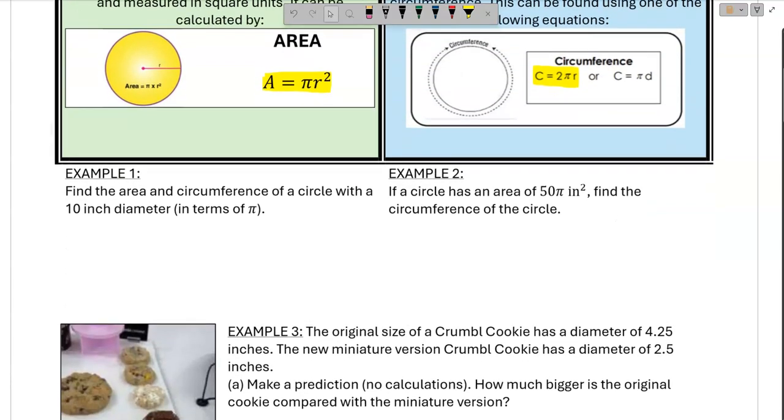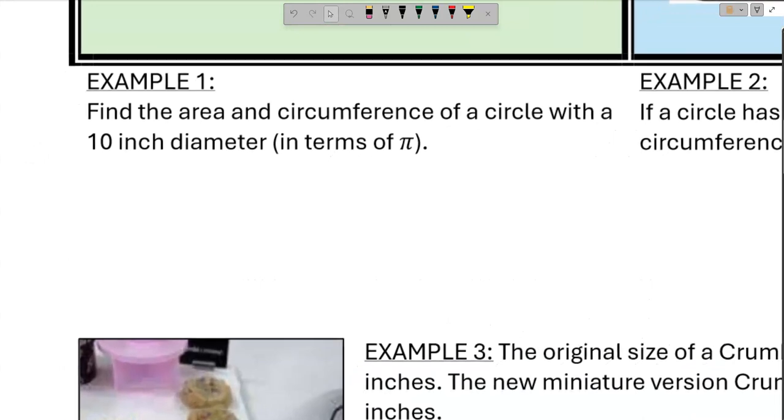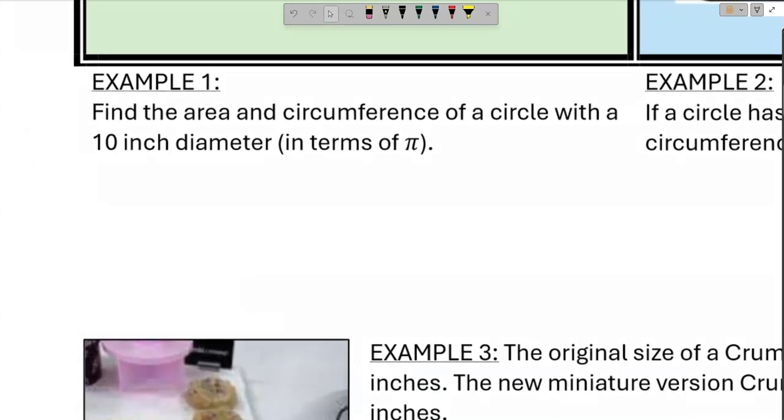If you look at examples 1 and 2, this is going to be a very straight-up formula manipulation problem where you're going to use the formulas in their respective ways, plugging in the information you have and finding whatever it is you need to find. For example 1, it's asking to find the area and circumference of a circle, but the diameter, and that's going to be the key here, is 10 inches.